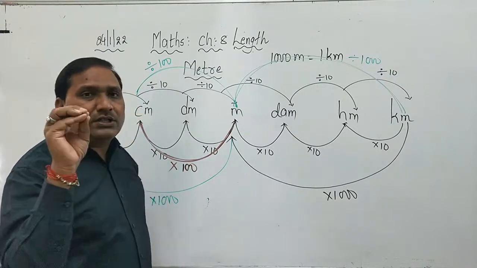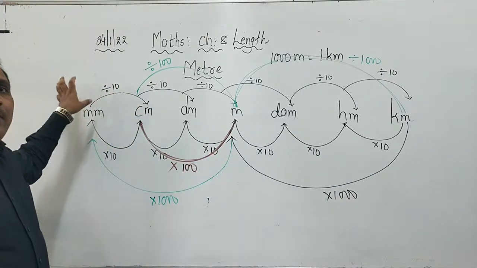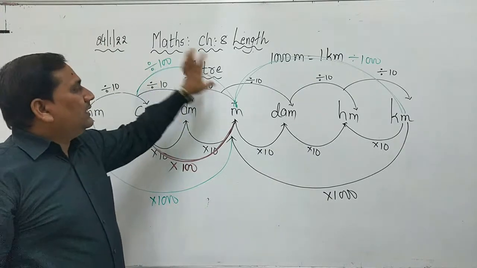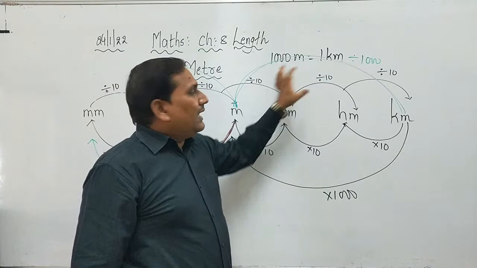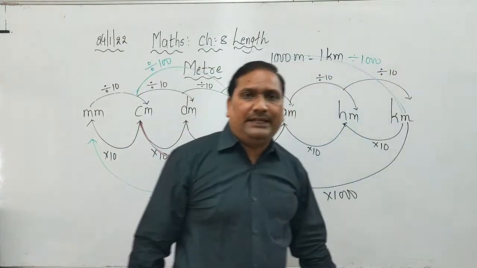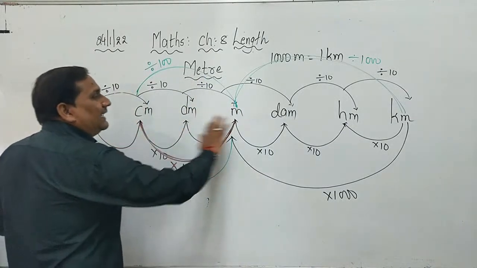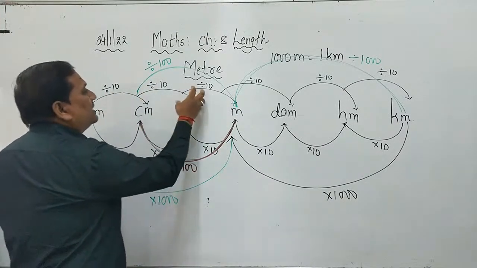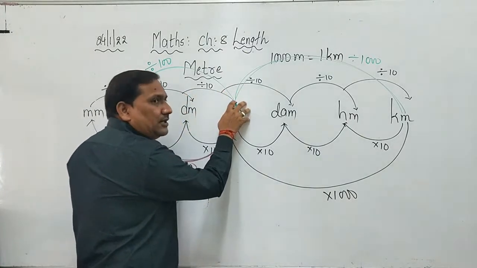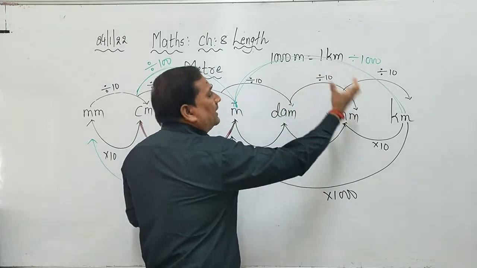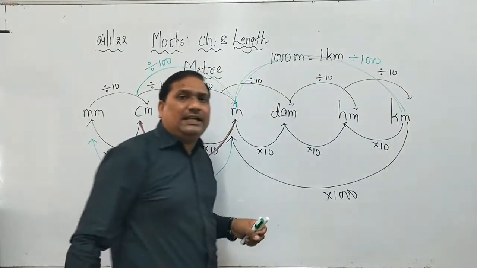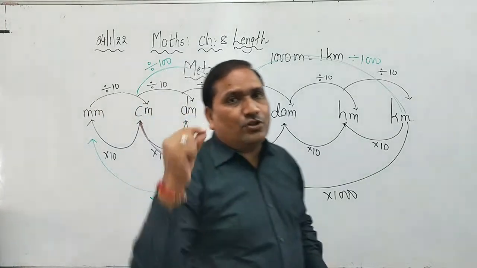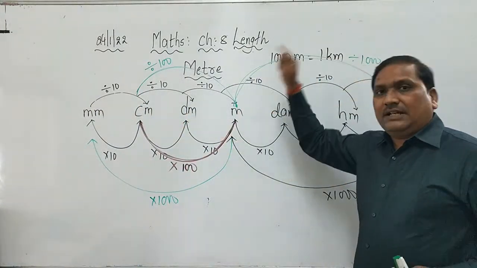This is the main important thing, and always keep it in mind: millimeter, then centimeter, then decimeter, then meter, then decameter, hectometer, and finally kilometer. So these are the units given in ascending order. Smaller is millimeter, bigger than that centimeter, then decimeter, then meter, then decameter, then hectometer, and finally kilometer. Clear?